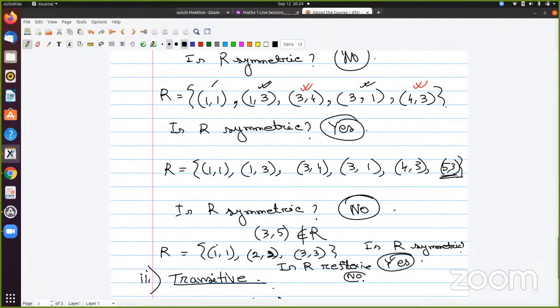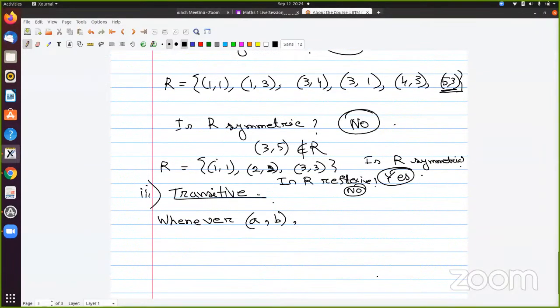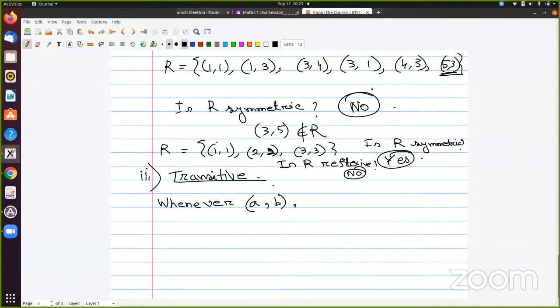Sir, are all identical relations reflexive and symmetric? All identical are reflexive and symmetric. Correct.